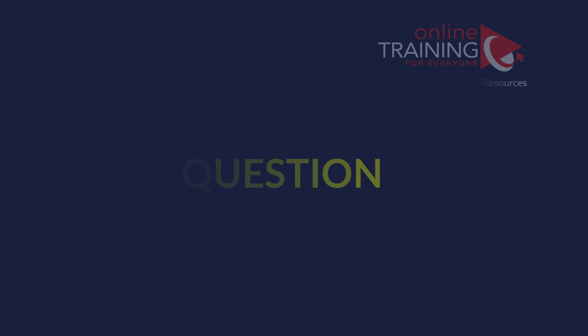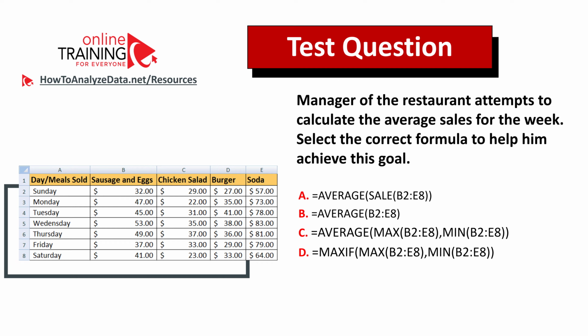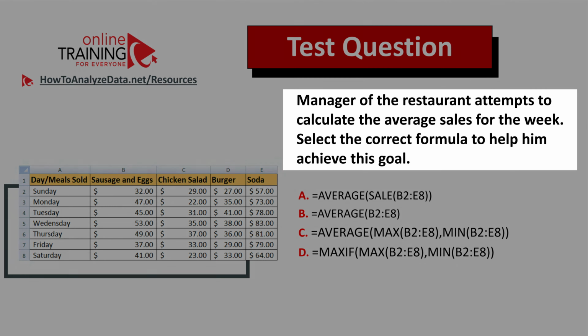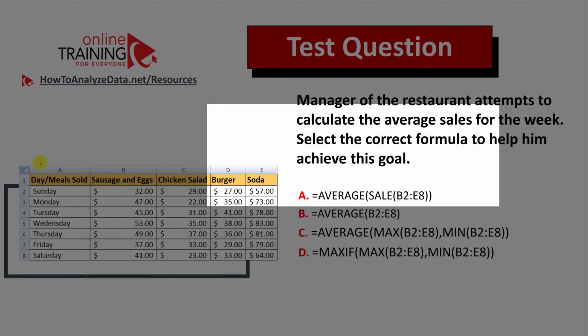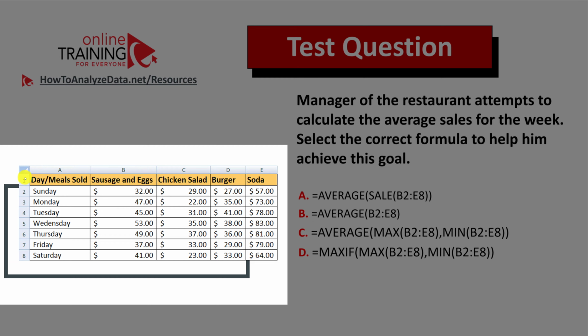Let me share with you an interesting question from the real test. I have full confidence, though, that you might be able to figure out the answer. Here's the question. The manager of the restaurant attempts to calculate the average sales for the week. Select the correct formula to help him achieve this goal. You're presented with the sales data on the left. It shows days and the meals sold. You have data Sunday through Saturday, and you have sales for sausage and eggs, chicken salads, burgers, and sodas.